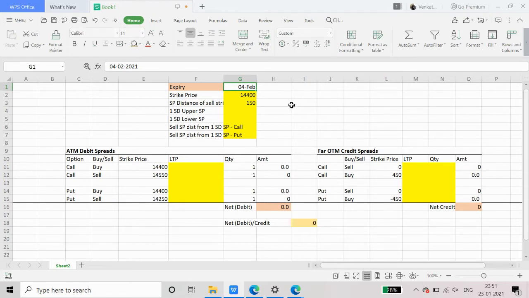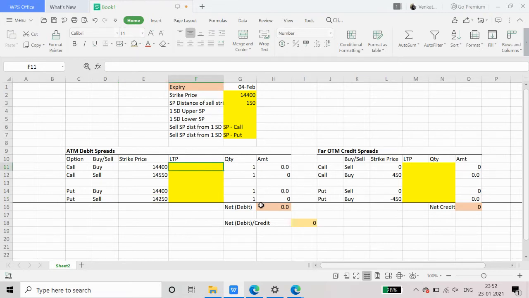What we will do is we'll first look at what is the current market price. So Nifty on Friday closed at 14,372. So we will take a strike price which is closer to that, which is 14,400. So these would be our buy strikes. So our buy strikes would be 14,400 call and 14,400 put. To decide sell strikes, we'll choose say a distance of 150 points away from our buy strikes. So these would be by default our sell strikes. On the call side would be 14,450, and on the put side would be 14,250.